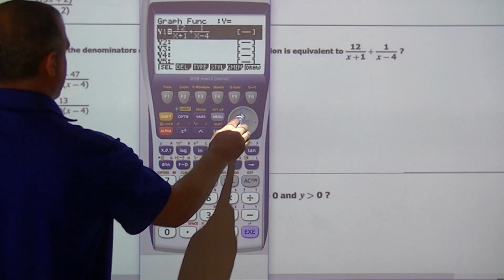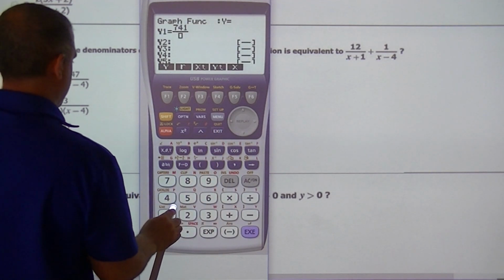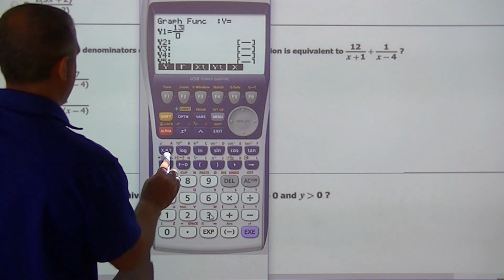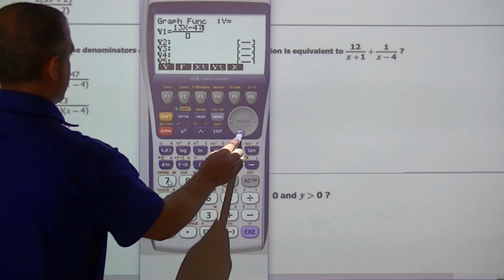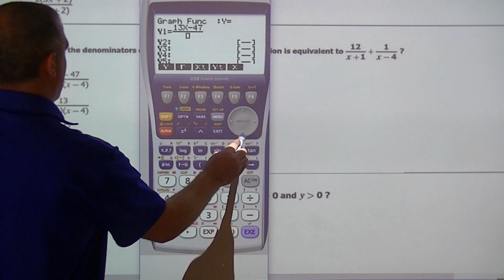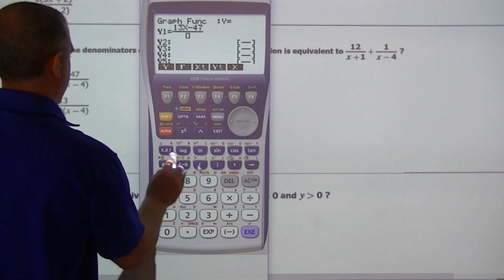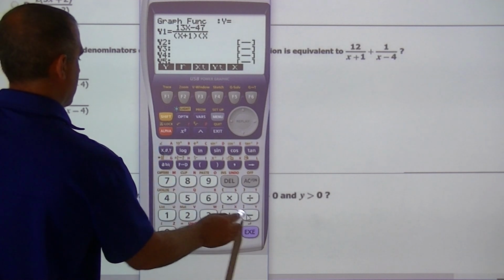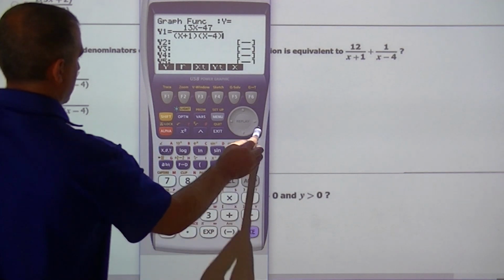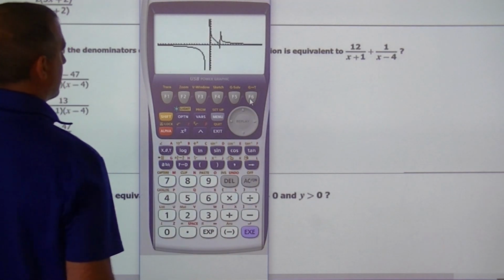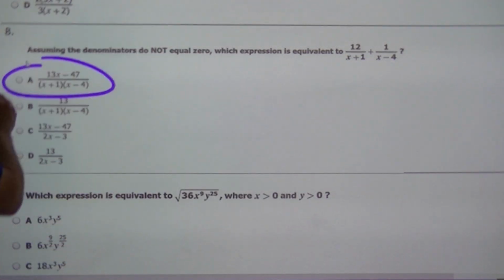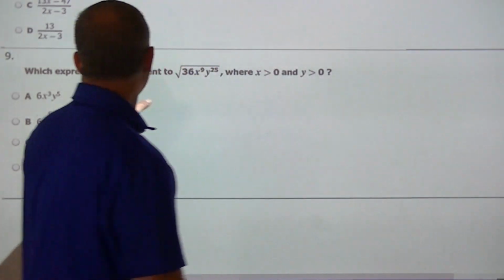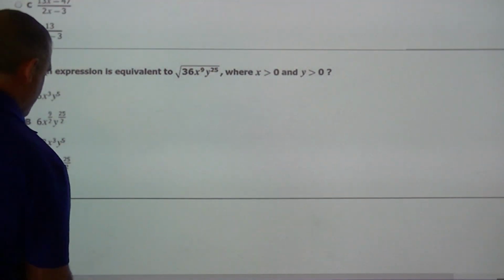All right, I don't know which one off the top of my head, so I'm going to go 13x minus 47 all over x plus 1, x minus 4. And that's the same one. Okay, so you can see I've actually done a lot of problems right off the bat. Okay, which one's equivalent? It's another square root problem.